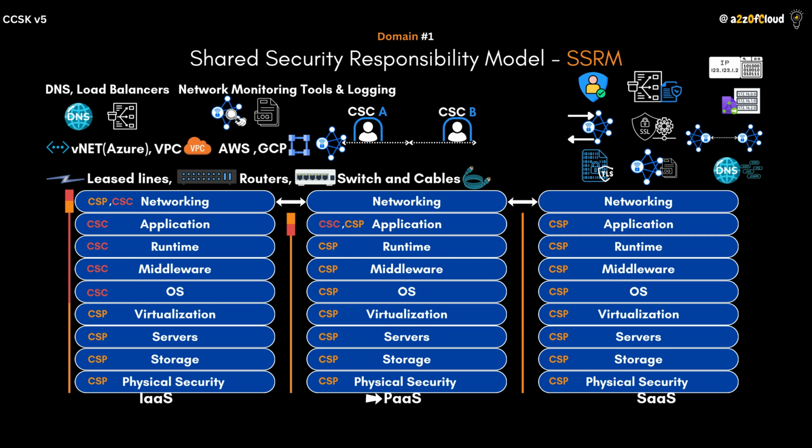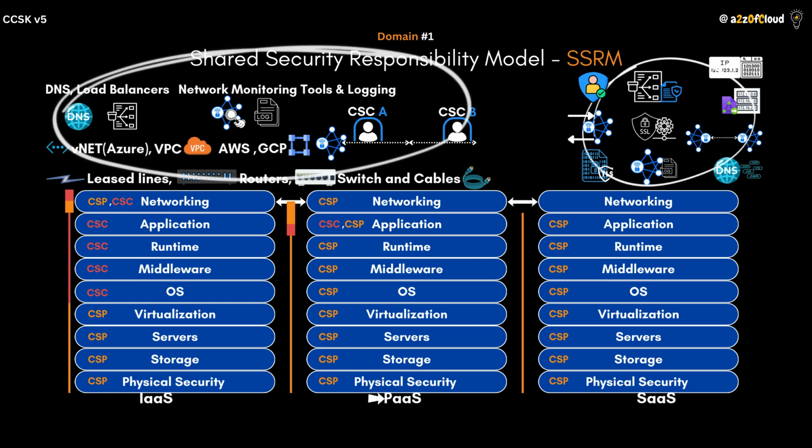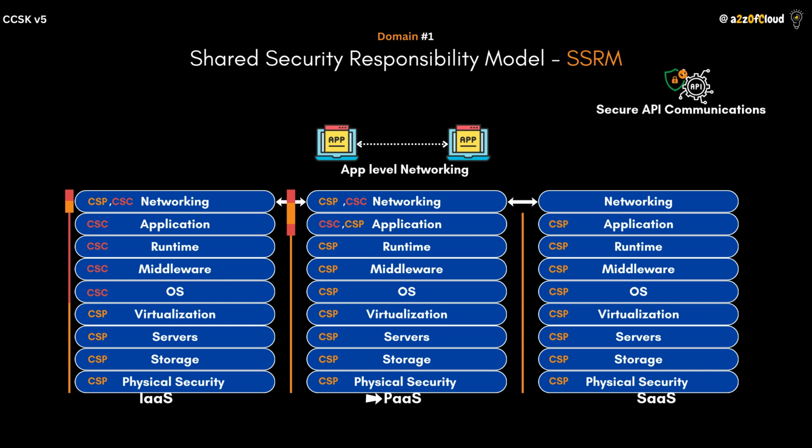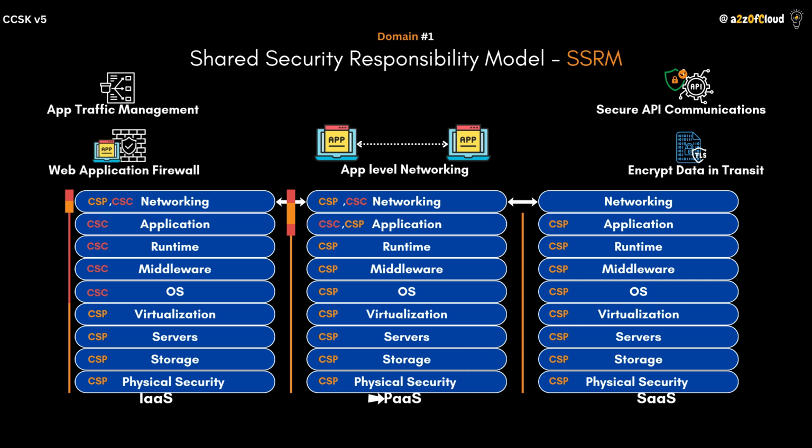In the platform as a service model, the CSP is responsible for securing all of this. The customer is responsible for configuring and securing application-level networking, such as secure API communications, secure communications by encrypting data in transit, traffic management and routing, usage of load balancers to control how requests are distributed between application, leverage web application firewall to help filter and monitor HTTPS traffic to protect against attacks like SQL injection or cross-site scripting.